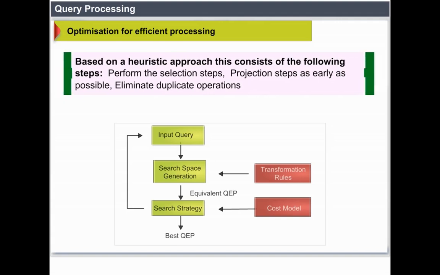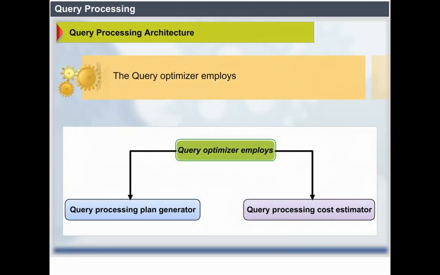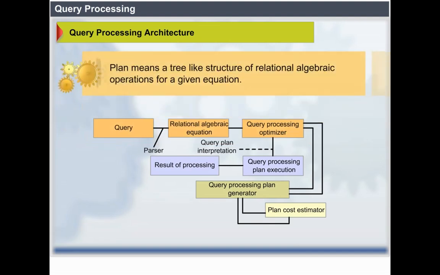Optimization is also based on a heuristic approach consisting of the following steps. Perform the selection steps and projection steps as early as possible and eliminate duplicate operations. The query optimizer employs a query processing plan generator and a query processing cost estimator in order to provide an efficient plan for query processing. Plan means a tree-like structure of relational algebraic operations for a given equation.